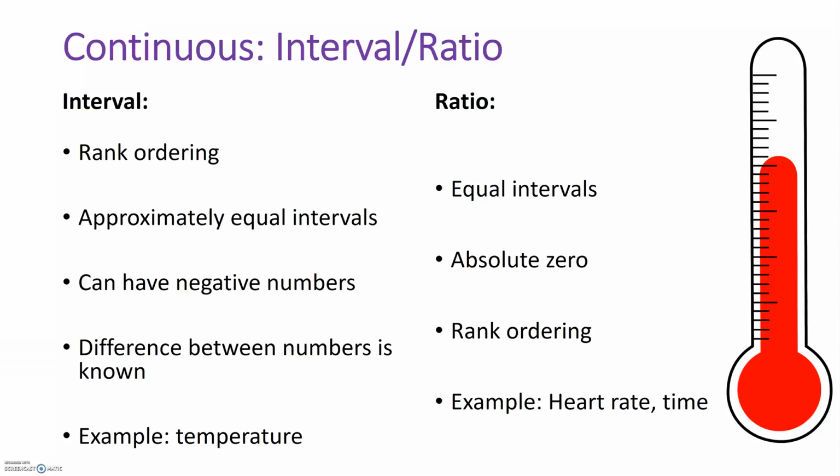And then the last one is continuous. You've got two types of continuous: interval and ratio. Interval is when you put it in rank ordering, and there are approximately equal intervals between each one. This can have negative numbers. For example, temperature, you can go below 0 into -1, -2. And the difference between the numbers is known, unlike the nominal. And ratio has equal intervals in between, and there is an absolute 0, so you can't go into negatives. And it's rank ordering again. An example for these is heart rate and time, because you can't get a minus heart rate or a minus time.